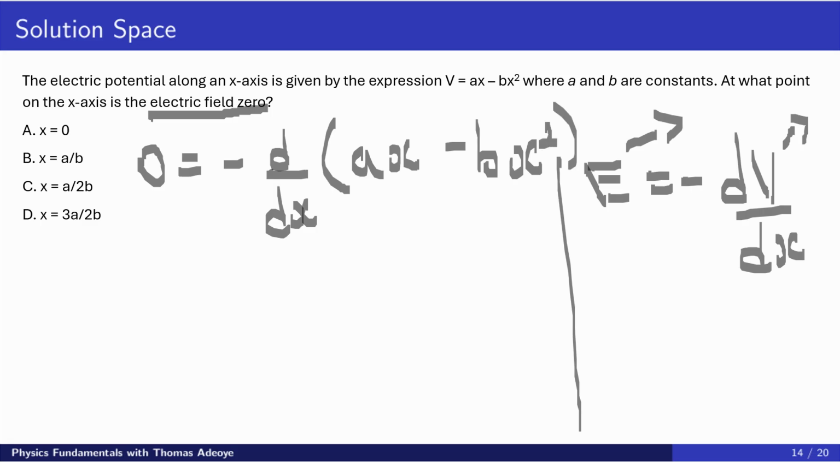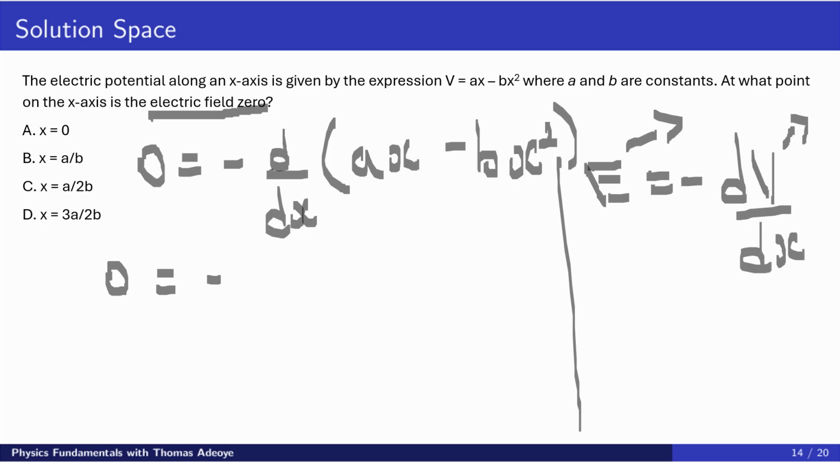Okay, and this will now be 0 equals to minus, and we want to differentiate this. If you differentiate AX with respect to x, you get A. Suppose you don't know calculus, let me just teach you. If you differentiate 3x with respect to x, you get 3. If you differentiate tx with respect to x, you get t. So that's just it. If you differentiate AX with respect to x, that's what we are doing here.